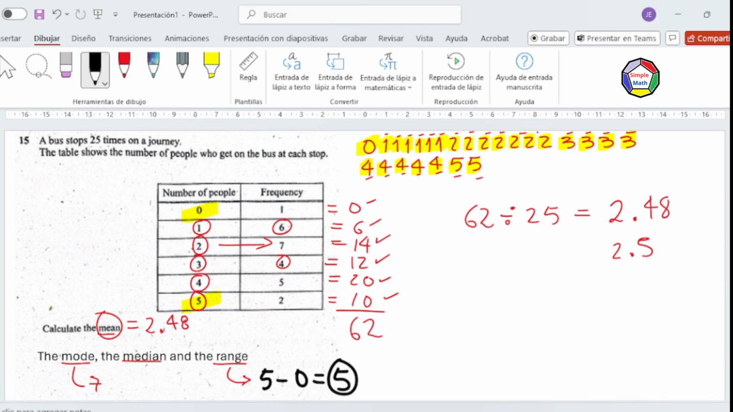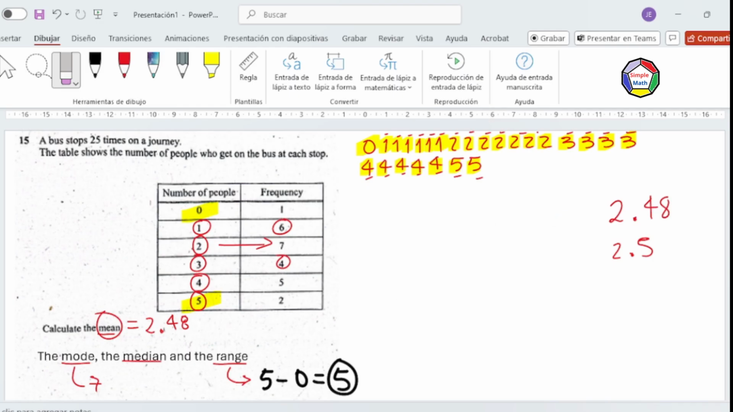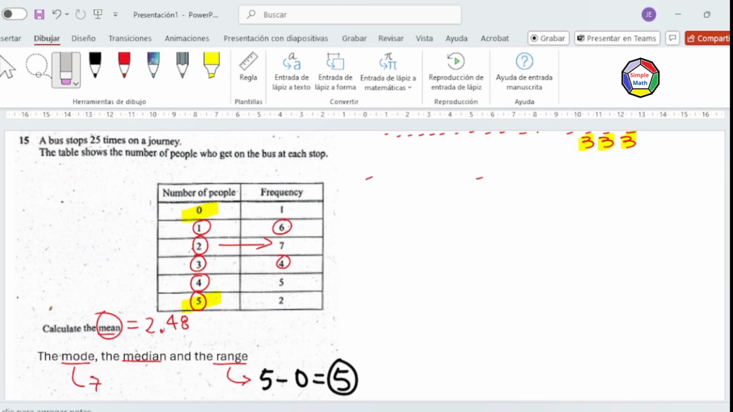Now I'm going to explain how to calculate the median. I'm going to teach you how to calculate the median. For me, it is the most interesting measurement that we can calculate. Okay? I'm going to explain step by step how to calculate the median. I did it in the previous video, but I will do it again. So let's calculate the median.